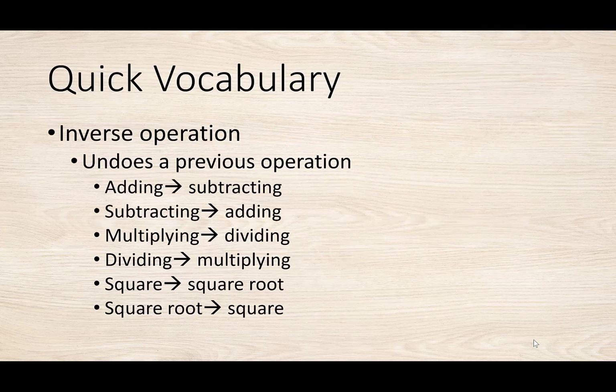Alright, so in our last lesson we discussed how to calculate squares. Today we're going to go in the opposite direction, and we call this an inverse operation. An inverse operation undoes the original operation. So for example, if we are adding, the inverse, the opposite, is going to be to subtract. Vice versa, subtracting's inverse is going to be to add. Multiplying's inverse is dividing. Dividing's inverse is multiplying. The inverse of square is square root, and the inverse of square root is square.